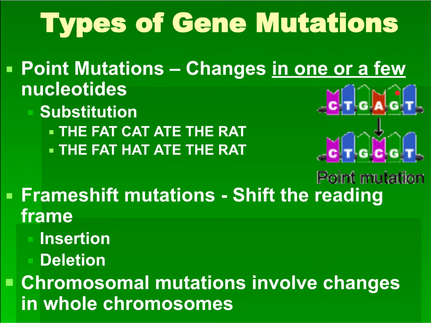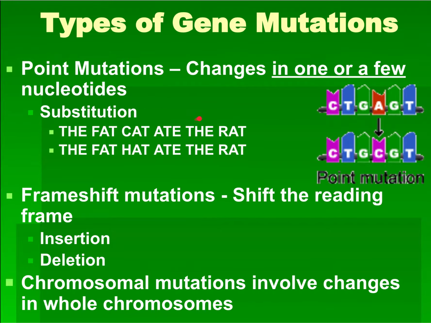Now, the two types of gene mutations we're going to talk about today are point mutations and frame shift mutations. A point mutation is a change in one or a few nucleotides, and for this example, we're going to talk about substitution.